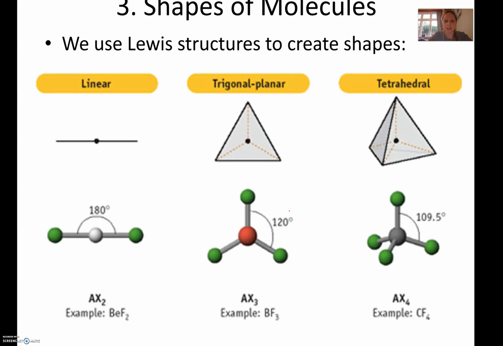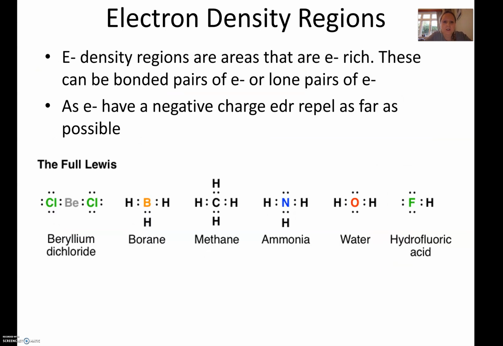So let's get started. Shapes of molecules are derived from Lewis structures. Okay, so that's the first thing that we need to know. That's why we learnt Lewis structures last time. So I'm actually going to take you to some pictures of some Lewis structures to explain the first principle. So electron density regions. What are electron density regions? They are basically an area within a molecule that's got lots of electrons in them.